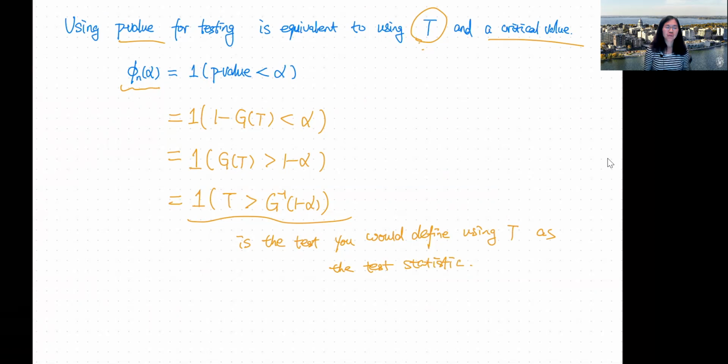So by reporting the p-value, you really don't lose anything because the p-value can be translated into a hypothesis test. So it's a good idea to report a p-value when you are doing hypothesis testing.